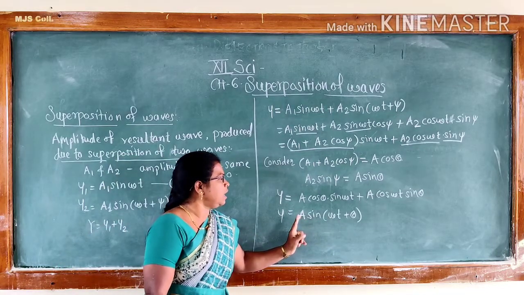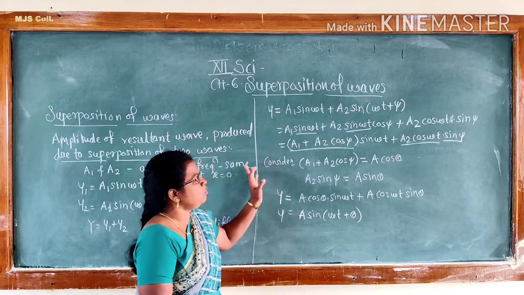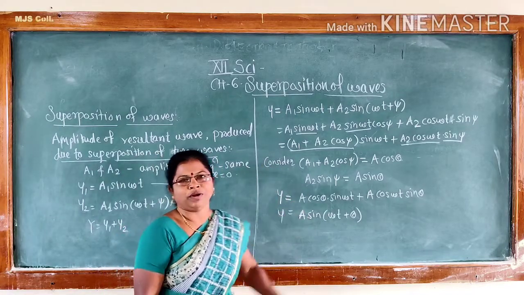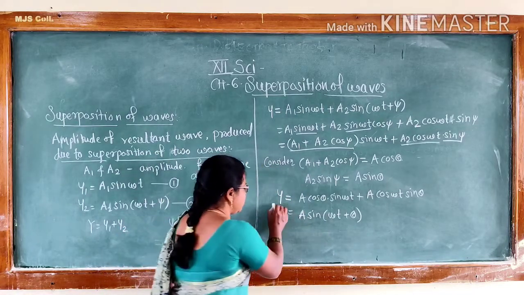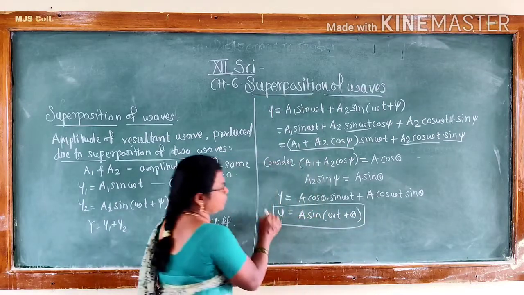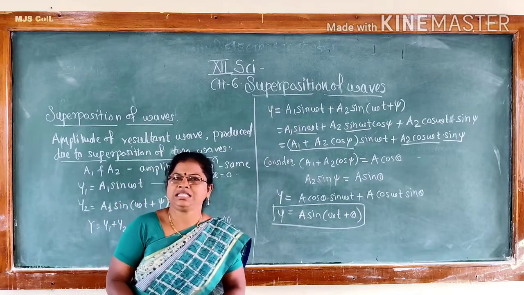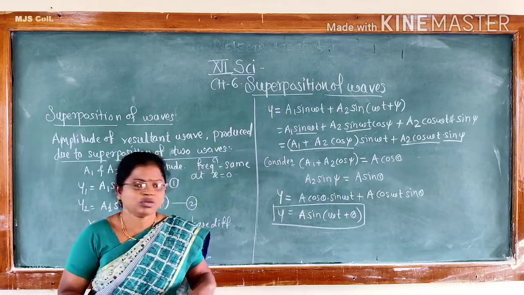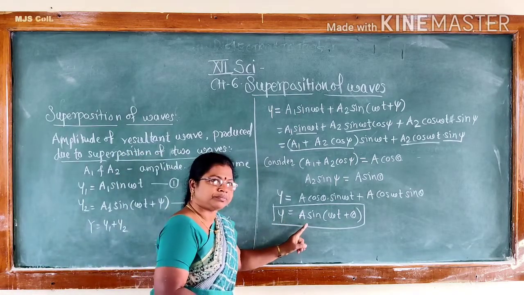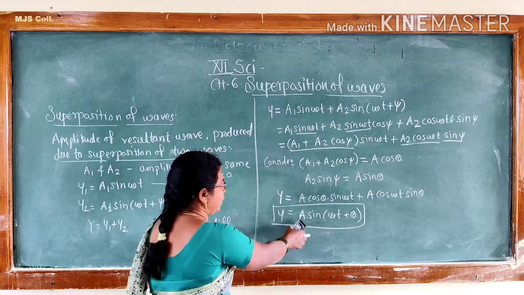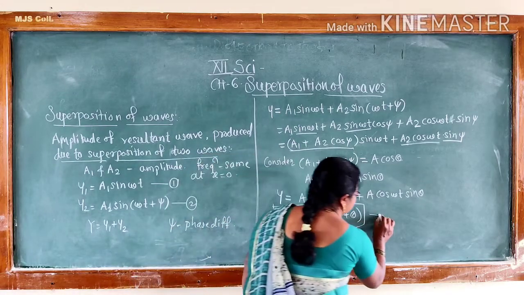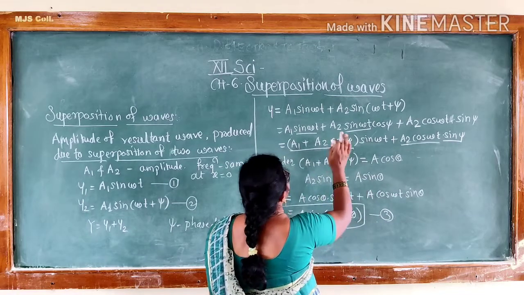Okay, and the resultant amplitude is A, whose value we are going to find out now. So this is the resultant displacement of the wave when two waves interfere with each other. Afterwards, what's the value of amplitude? That means we are going to find out the value of amplitude.